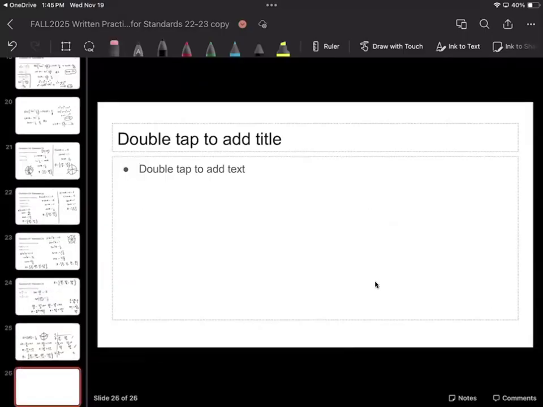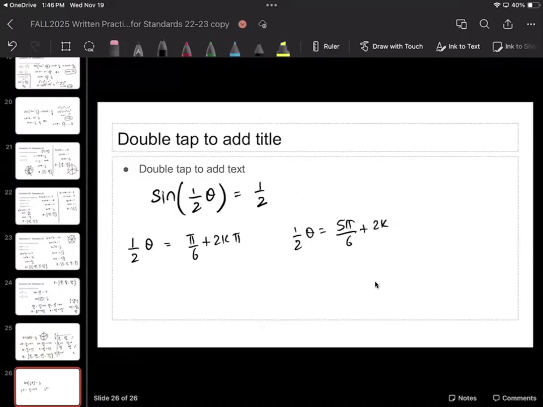Now, suppose you had sine of half theta is 1/2. Start the same way: 1/2, quadrants 1 and 2, right? So pi over 6 plus 2k pi, and then you have 5 pi over 6 plus 2k pi. Then multiply this by 2 because you want to get rid of the half. So then you will have pi over 3 plus 4k pi, and then 5 pi over 3 plus 4k pi.